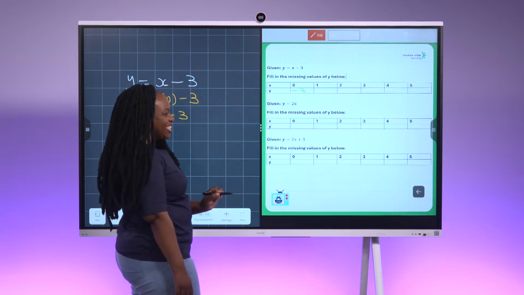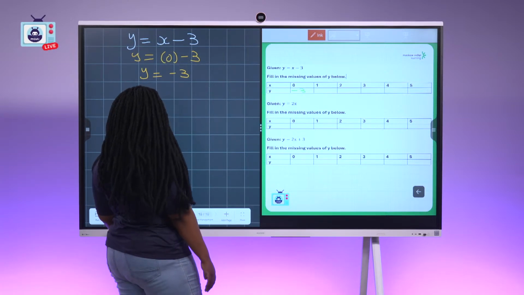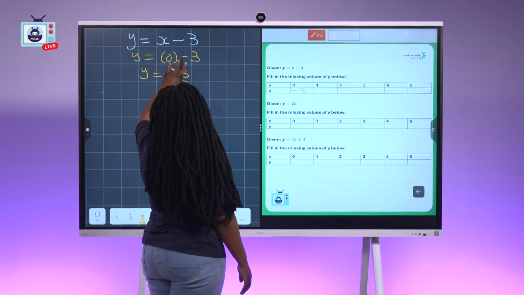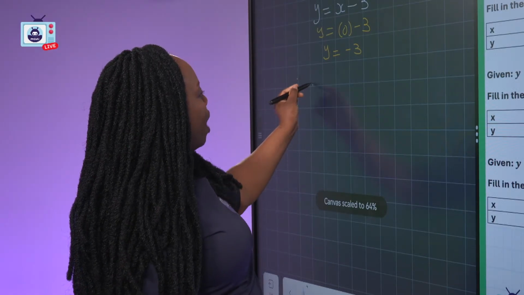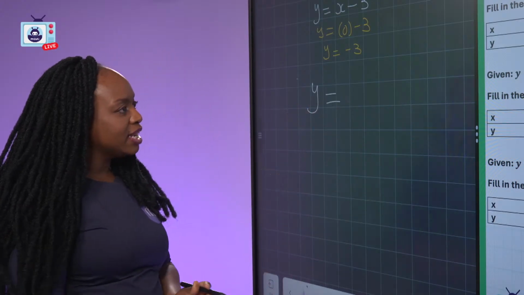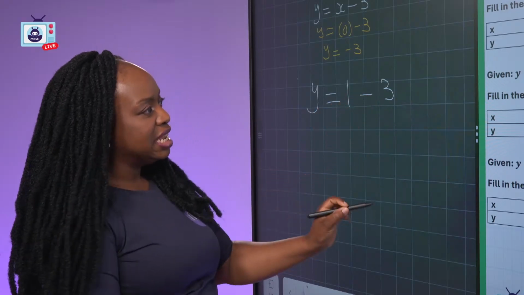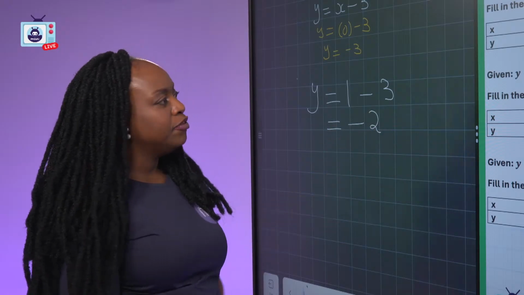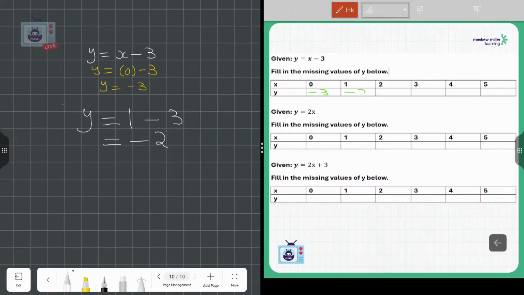You see how easy it is? Very easy. We can do this together. Let's check the next one. We are given 1. You use the same equation: y equals, and instead of x we now have 1, and we subtract 3. When we do that, we get the answer as negative 2. So we had negative 3, and now we have negative 2.